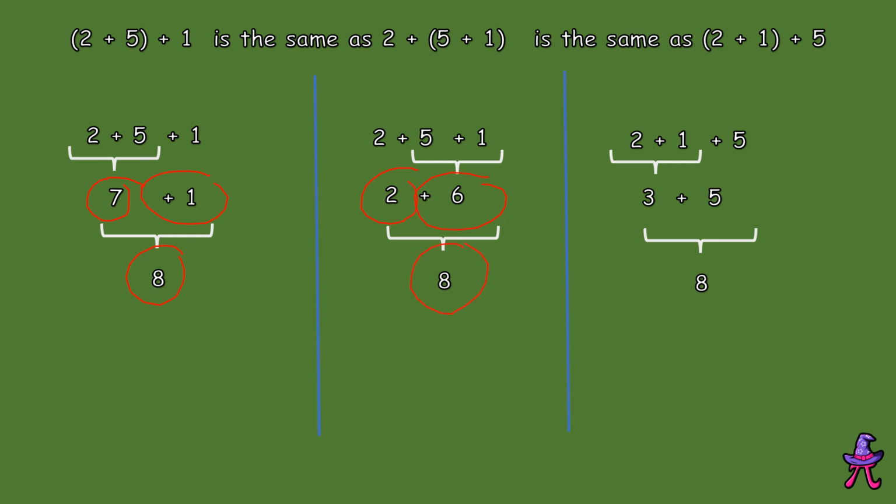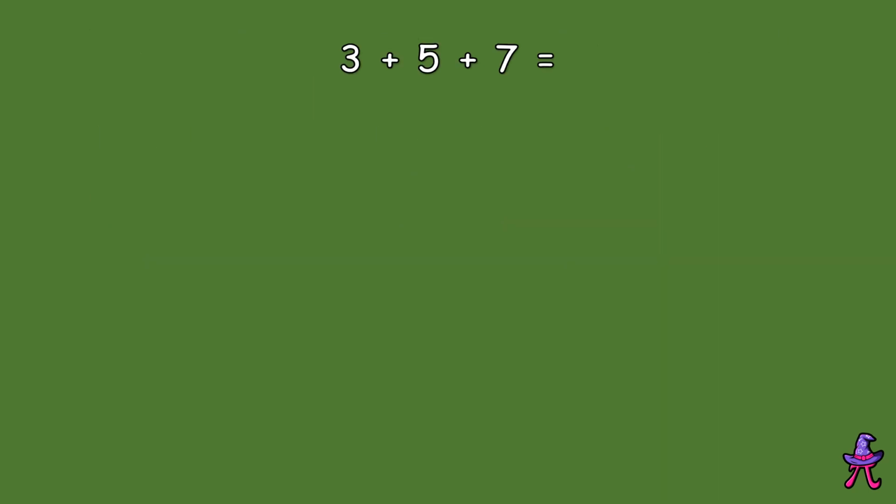Or I could change the order around completely and do 2 add 1 first, which will give me 3. I then add it to 5 and I get 8. So you have noticed it does not matter what order I add the numbers as long as I add all the numbers together. Thinking, why is the associative law of addition important?